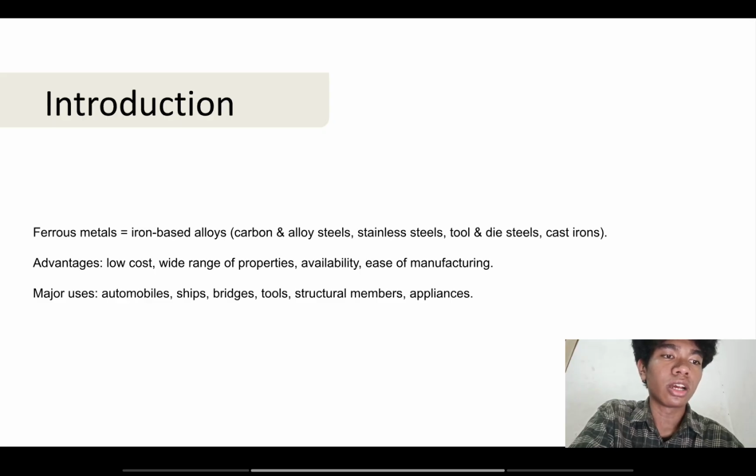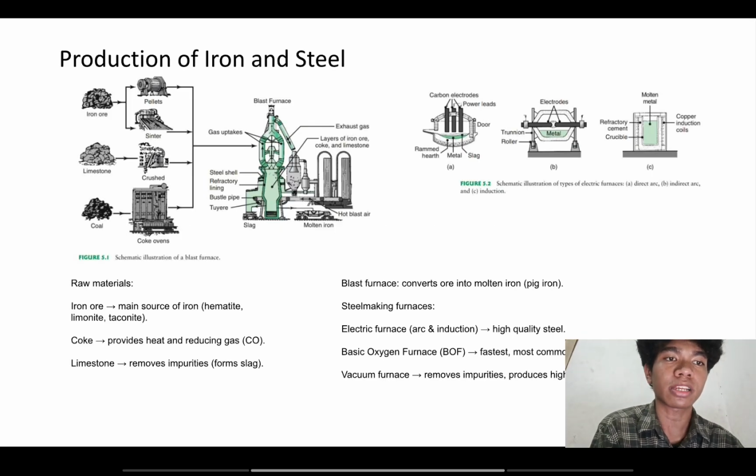The three basic materials in iron and steel are iron ore, limestone, and coke, and iron does not occur in its pure state in nature. Iron is the most abundant element in the world, making up about 5% of the Earth's crust. Okay, next.